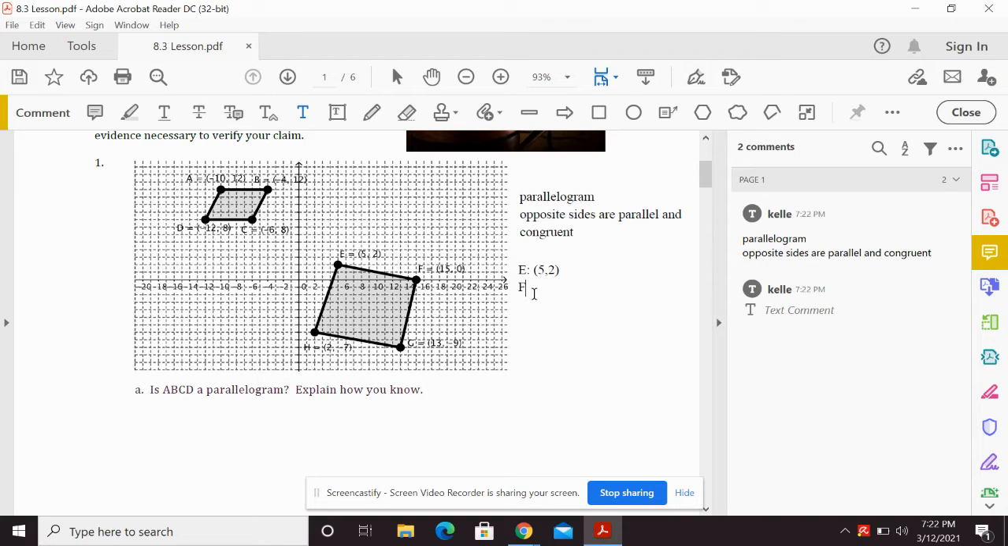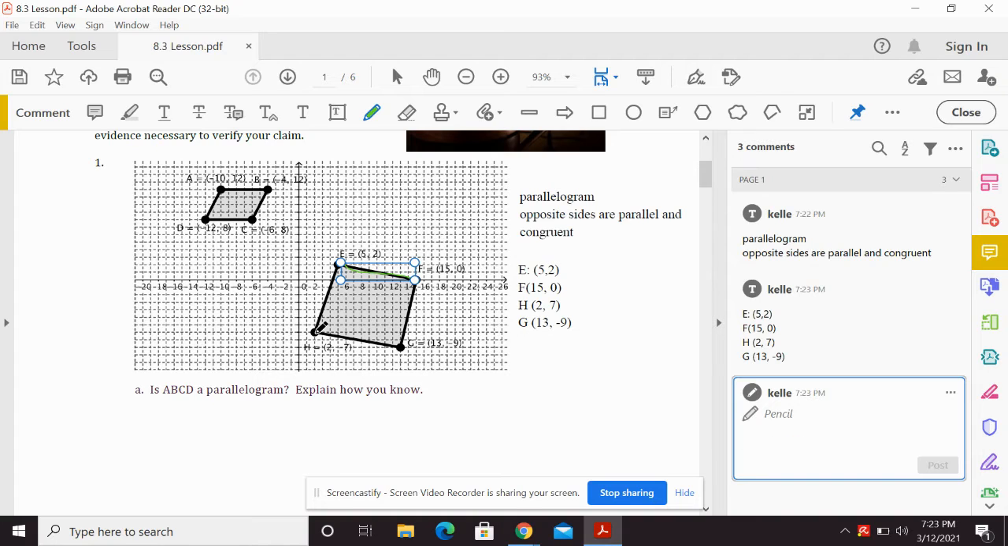E is 5, 2, F is 15, 0, H is 2, negative 7, and G is 13, negative 9. Okay, 13, negative 9. There we go. So let's start with parallel. So is EF parallel to HG? For lines to be parallel, their slopes have to be the same.